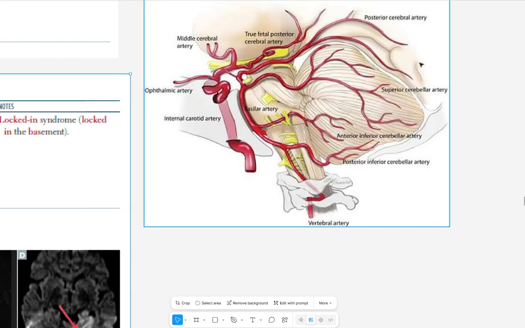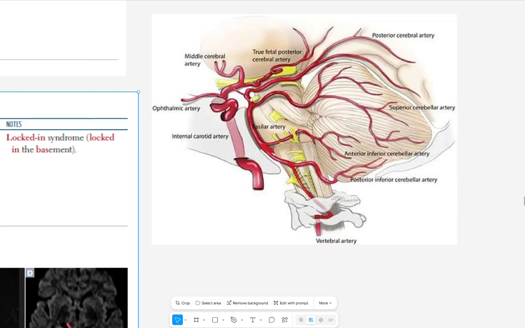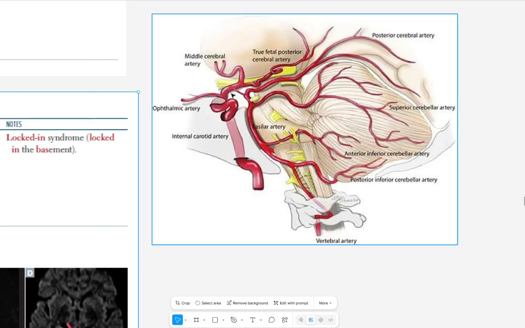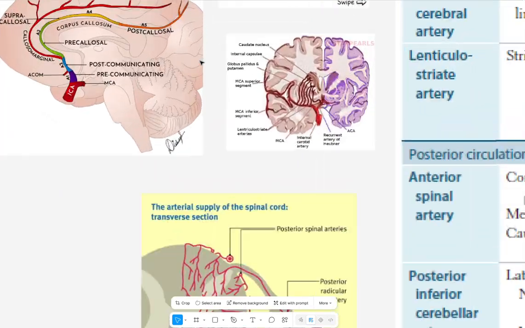So all of this comes from the posterior circulation, and then you have the internal carotid artery. The internal carotid artery goes off and gives you the middle cerebral artery and also the anterior cerebral artery, right? Another thing I want to mention is that the middle cerebral artery gives off these worm-like further arteries that are called the lenticulostriate arteries. I'll show that to you here.